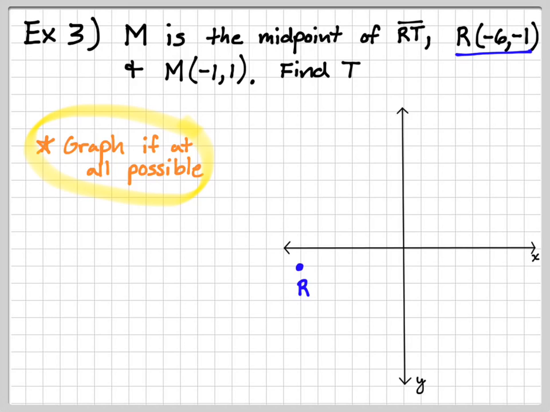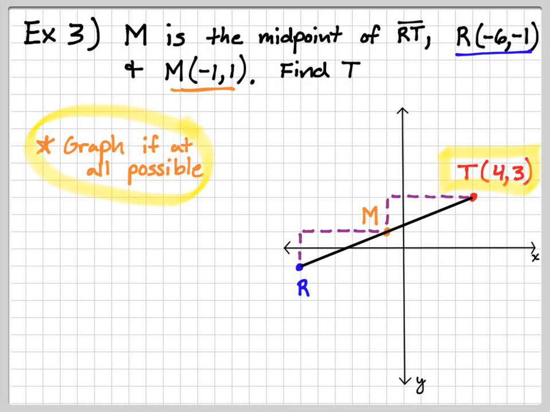So here's R. Here's M. Now if I were to stair step this, I know I go up 2, over 1, 2, 3, 4, 5, and if I continue that stair step to the right, I know my answer is going to be somewhere over in this region here. And I stair step again, and there's T. And my final answer is the coordinate point (4, 3). And connect the dots, and it does look like it's in the middle.